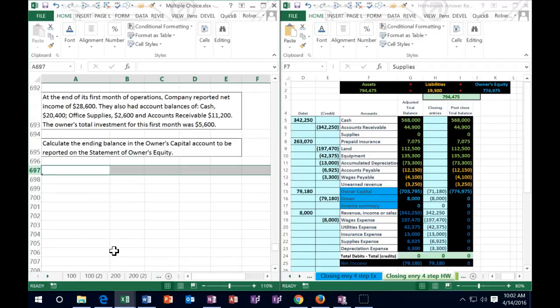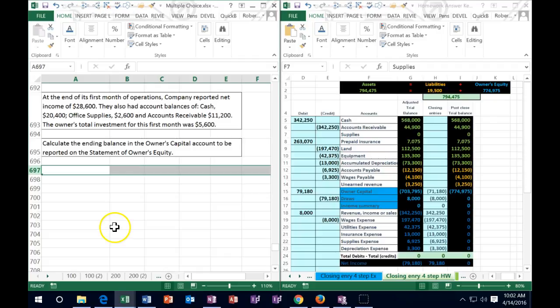Next one says that at the end of the first month of operation, company reported net income of $28,600. They also had account balances of cash $20,004, supplies $2,006, and accounts receivable $11,200. The owner's total investment for the first month was $5,006. We want to calculate the ending balance in owner's capital account to be reported on the statement of owner's equity.